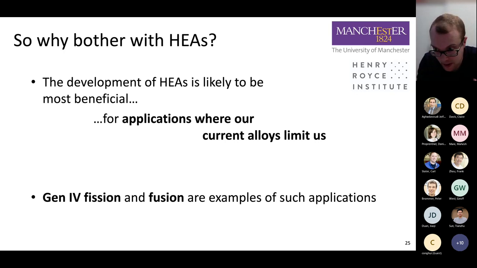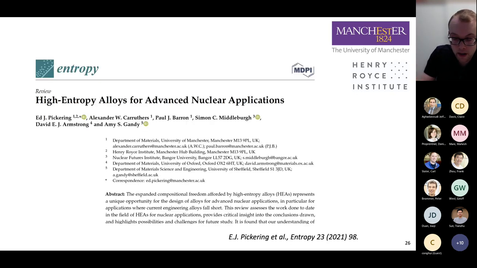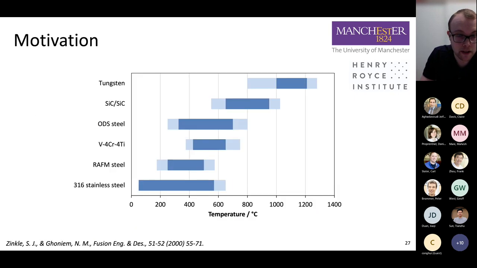And my particular interest is around fission and fusion applications. So these are next-generation nuclear applications where the environment is very severe, and there's a question mark about whether our current set of alloys can work in such applications. So if you're interested in this, here's another review that I wrote with a number of co-workers here on specifically nuclear applications of high-entropy alloys. And I'm just going to summarise some of the findings in the next few slides.